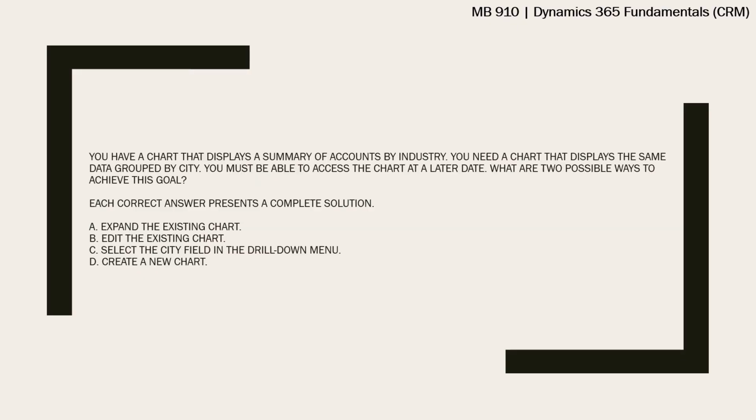You have a chart that displays a summary of accounts by industry. You need a chart that displays the same data grouped by city. You must be able to access the chart at a later date. What are two possible ways to achieve this goal? Each correct answer presents a complete solution.